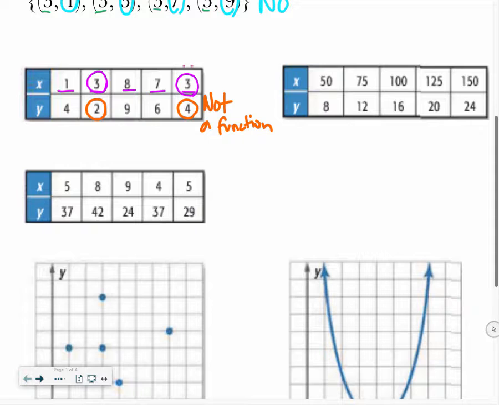And I move on to my next problem. And I see I have 50, 75, 100, 125, and 150. I didn't repeat a single number there, so yes, this is a function. Next table, I have 5, 8, 9, 4, 5. I said 5 twice. That means I need to take a look at what numbers are with the 5. I have a 37 and 29. Since those are not the same number, this is no, it is not a function. That's how you tell with ordered pairs or tables.